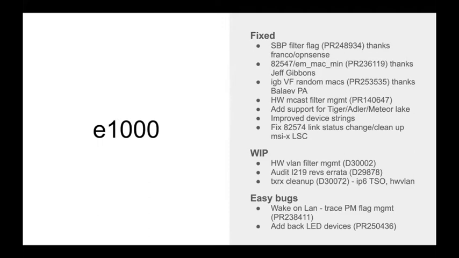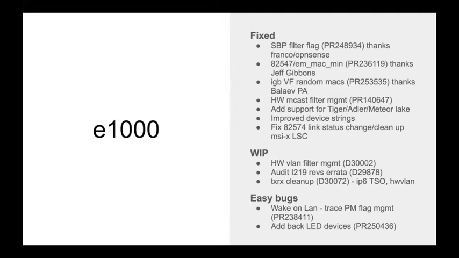The top one is show bad packets. This is a debug feature of the hardware where you can see packets that don't generally pass the hardware criteria for acceptance up through the stack. For some reason, this was toggled on. I think that was just when we were doing the initial work, it got left on, and that should have never been in the releases. So thanks to Franco of the OPNsense project for that.